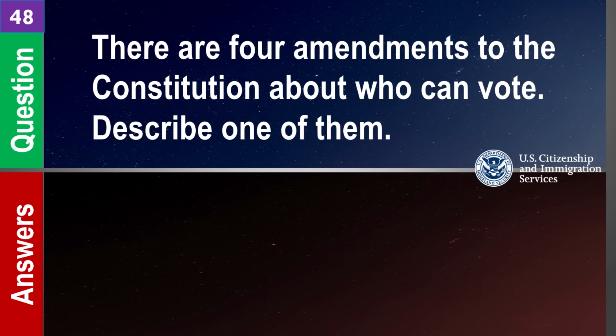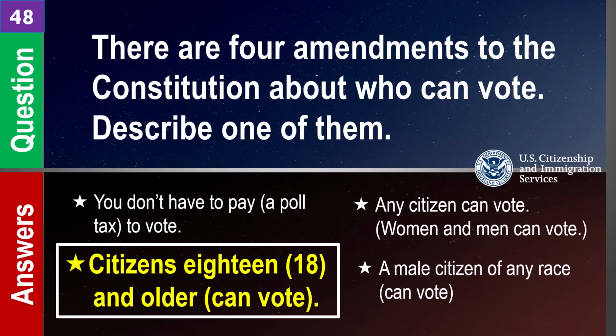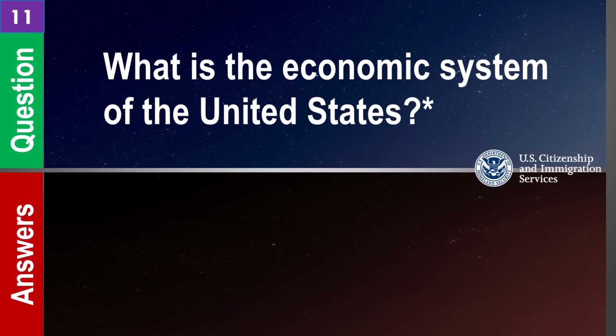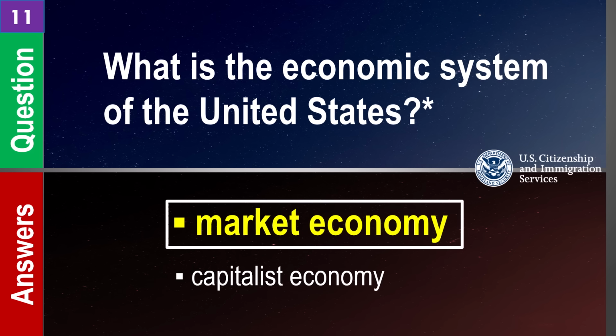There are 4 amendments to the Constitution about who can vote. Describe one of them. Citizens 18 and older can vote. What is the economic system of the United States? Market economy.